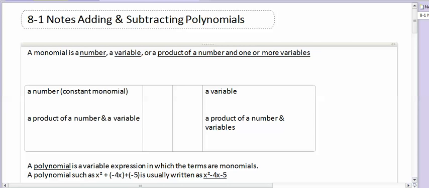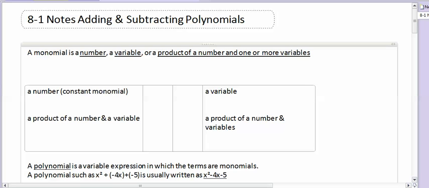I went ahead and I typed in the words that go in the blanks, so you got some blank spaces there. You might want to stop the lesson, write those in, and then you can follow along with me as I pretty much read them to you and explain to you what they mean. Okay, a monomial is a number, a variable, or a product of a number and one or more variables.